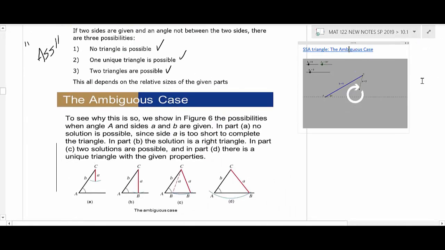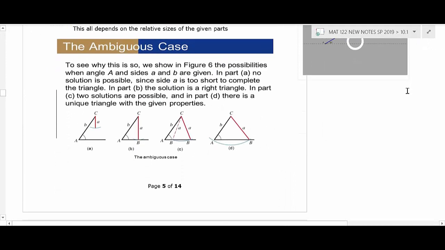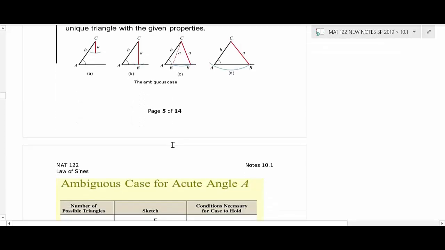So this is what we call the ambiguous case, or I like to call it the ass case. We want to see why this is. You can look at what I was showing you with that applet. You might have this side A not being big enough. You might have it big enough to make one triangle, or you might have it big enough to make possibly two triangles. It all depends on that.